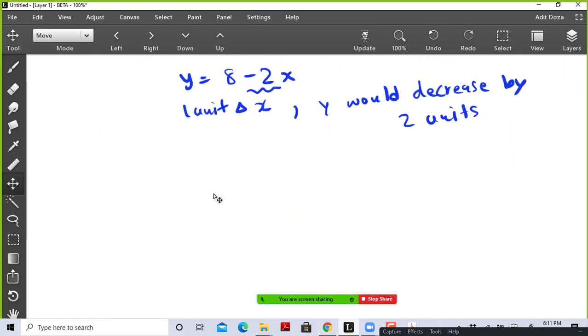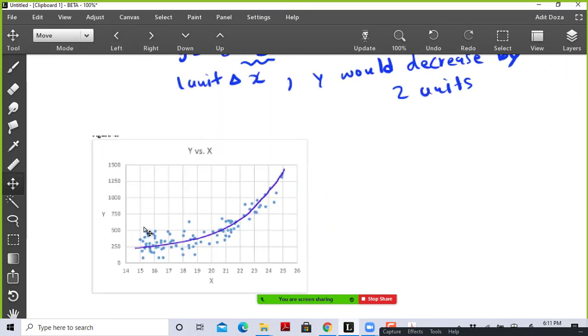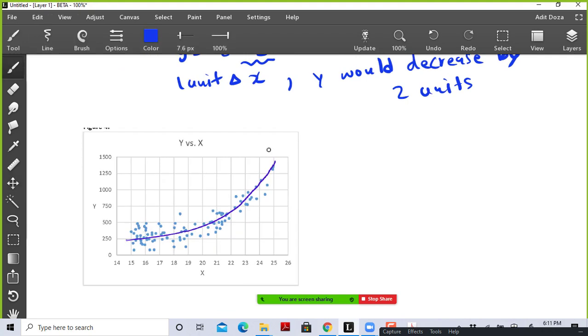Because it's not a straight line. It's like a curved line, right? So we cannot plot a linear relationship. So this cannot be modeled as a regression. Or I can say there is no linear relationship.